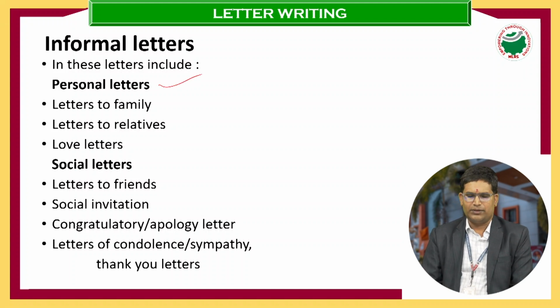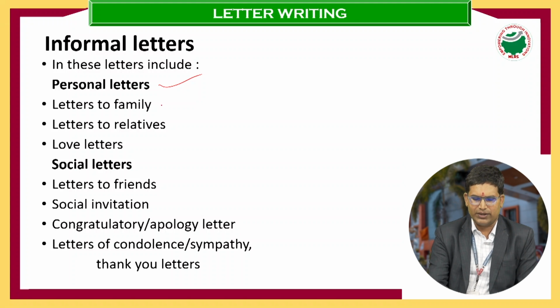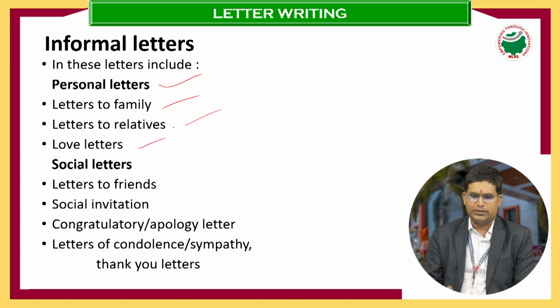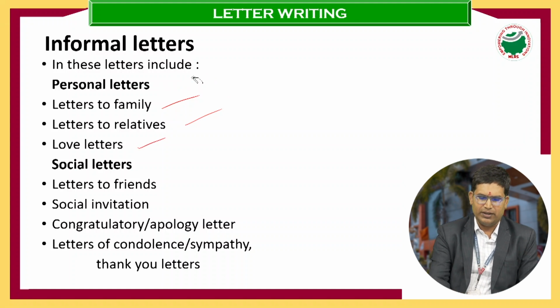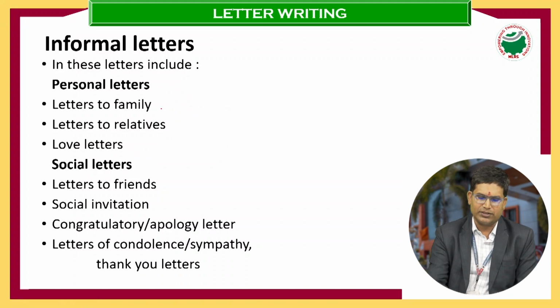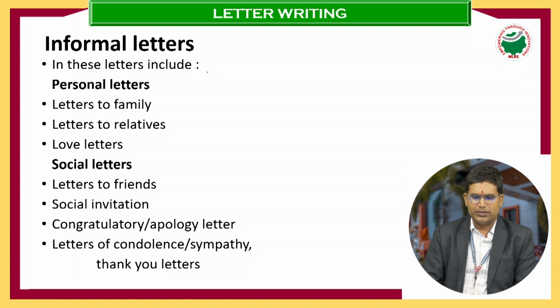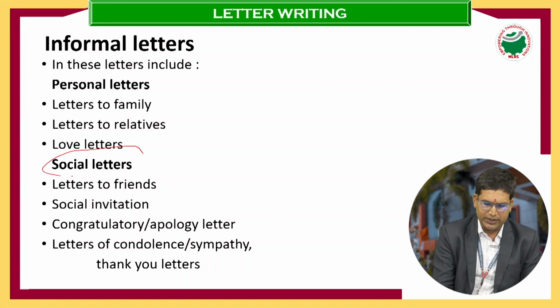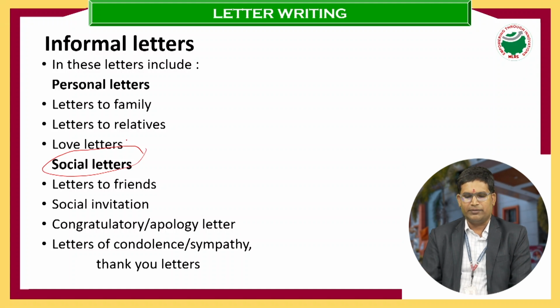In personal letters we have three elements: letters for family, letters to relatives, and love letters. So informal letters can be divided into two elements: one is personal letters, the other is social letters. In personal letters, letters to family, letters to relatives and love letters come under it. Whereas next we have social letters.